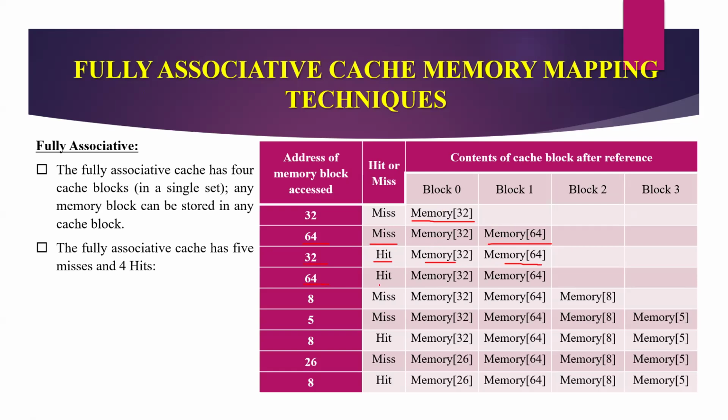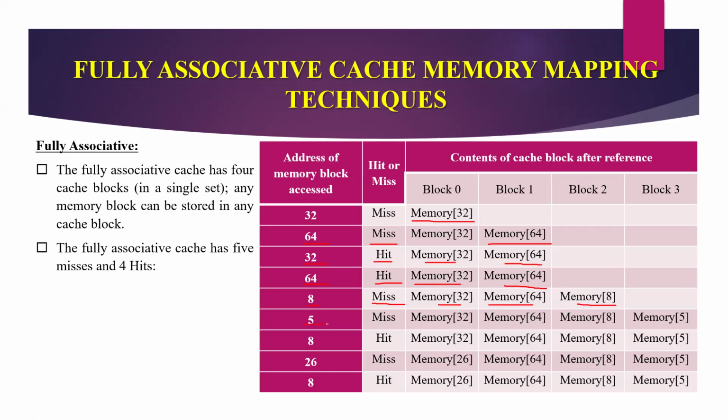Now you fetch memory address 64. Yes, it is already available in the cache, so a hit occurs. In block 0 we have memory 32, and in block 1 we have memory 64. Now the next address from memory is 8. It is not available in the cache, so it is a miss. Block 0 contains 32 and block 1 contains 64, so block 2 is free. So 8 is stored into block 2.